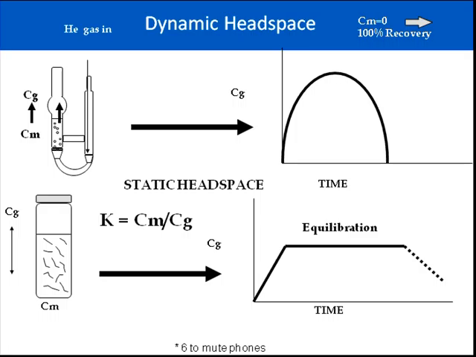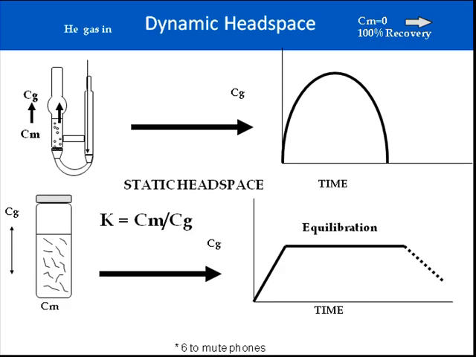Now, when we come down to static headspace analysis, we talk more in terms of equilibration. You have a concentration of a sample matrix and the concentration of the gas phase. As you can see by the graph here, as you increase time, you are actually increasing the concentration in the gas phase. And eventually you will meet a plateau. This is where we talk about the equilibration or the equilibrium time.